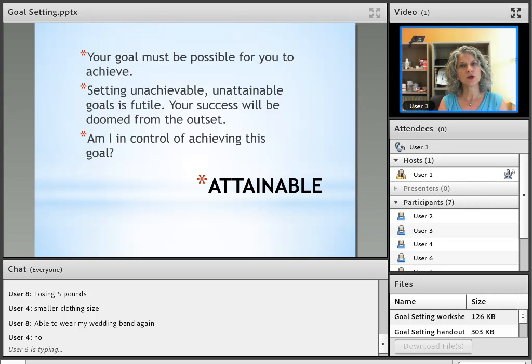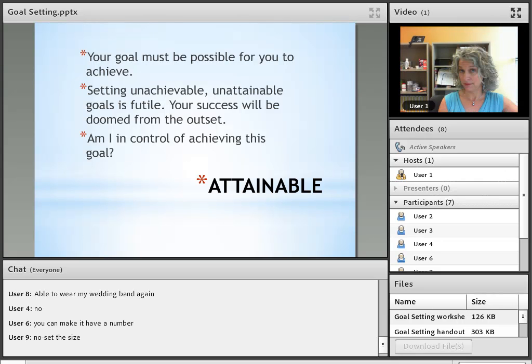Yeah. So if we're going to go for a goal like smaller clothing size, and we are going to use the SMART format, then we want to have a, yeah, Pam, you can make it have a number. So instead of a size 18, the goal could be, if you're a size 18 or 20 or whatever, and you want to wear a smaller size, then put a number on it. Be specific. So I want to go from a 20 to an 18, or 18 to a 16. Okay?